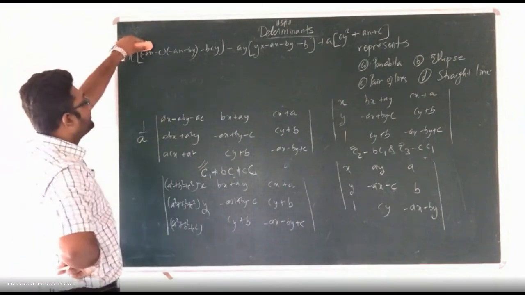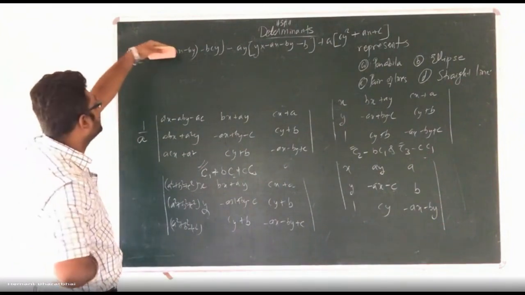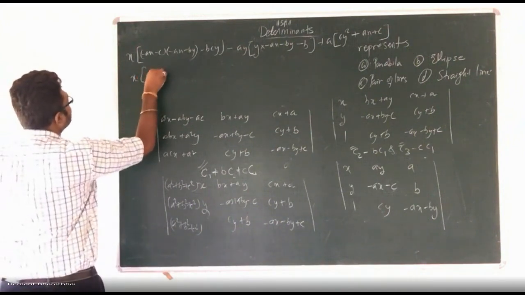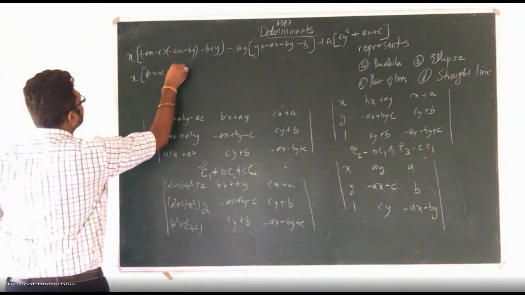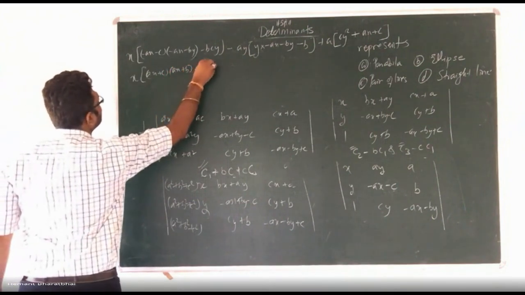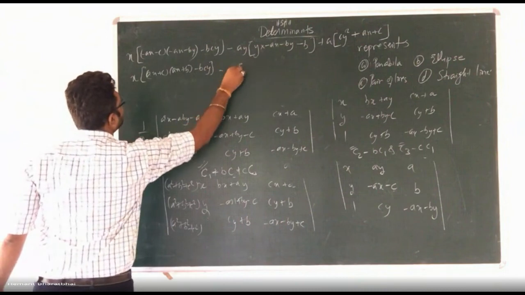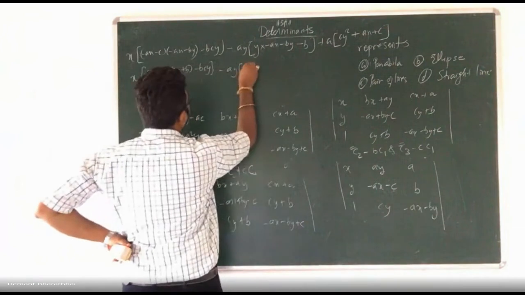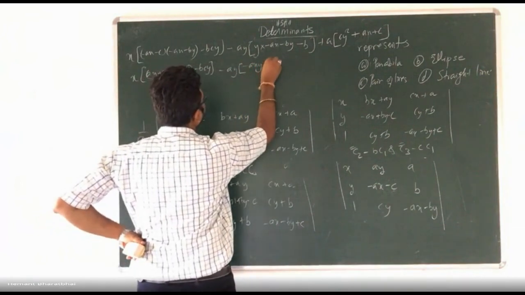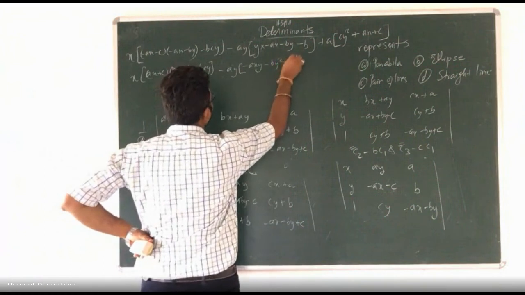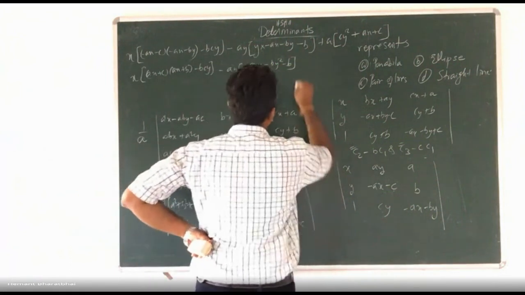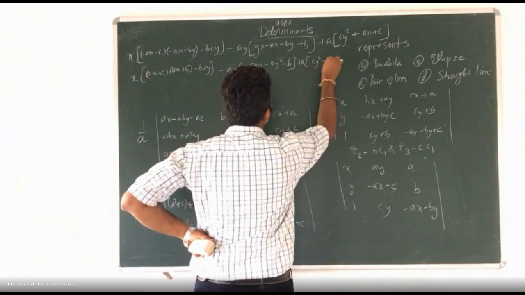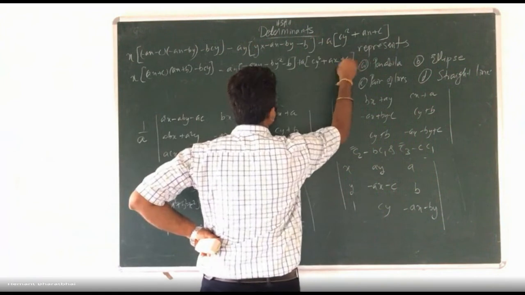From here I am taking the minus sign common, here also I am taking the minus sign common, so minus minus will get cut. So x into ax plus c into ax plus b minus bcy, minus ay into, so here I will get minus axy minus by square minus b, and here I get a into cy square plus ax plus c.